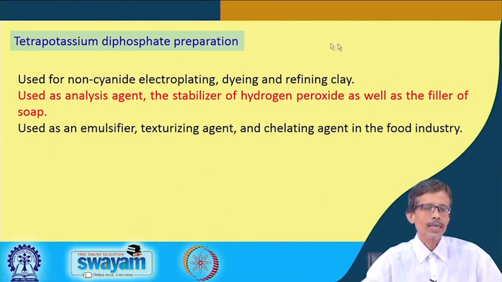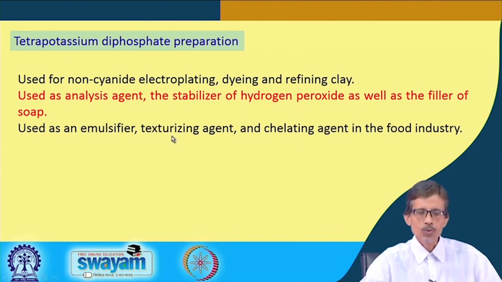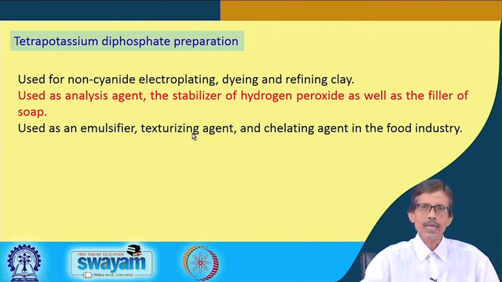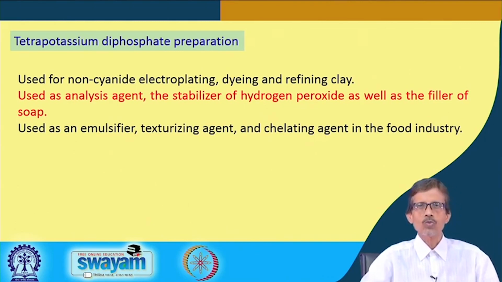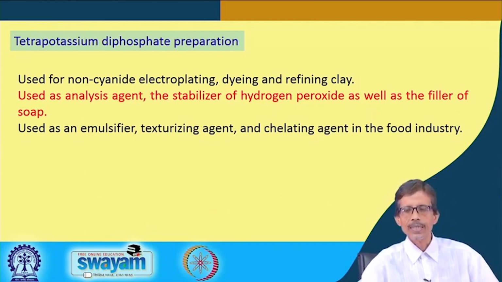Then in the third category, it can be used as an emulsifier, it can be used as a texturizing agent, that means it can improve the textures of the textiles or the cloth material or the paper or any other thing where we can try to improve the texture, even the metallic surface also. If we improve the texture of that metallic surface, we can use it as a texturizing material or texturizing agent. And then the chelating agent for the food industry.